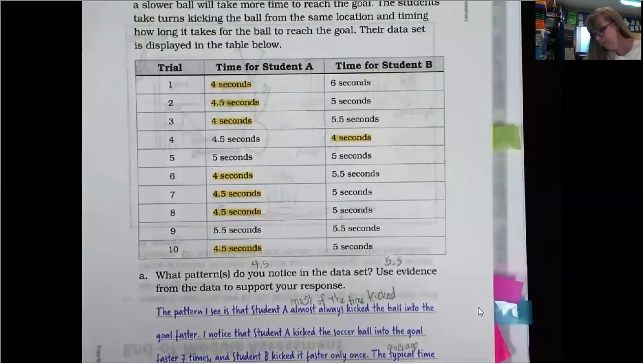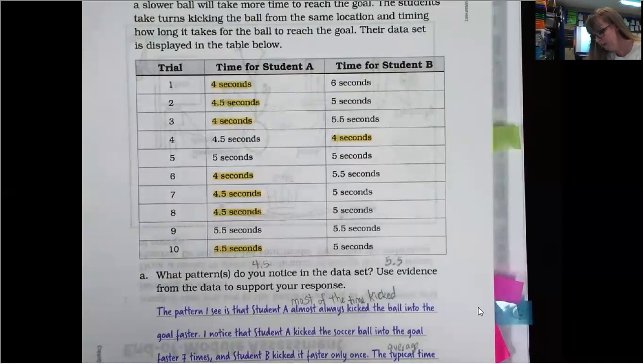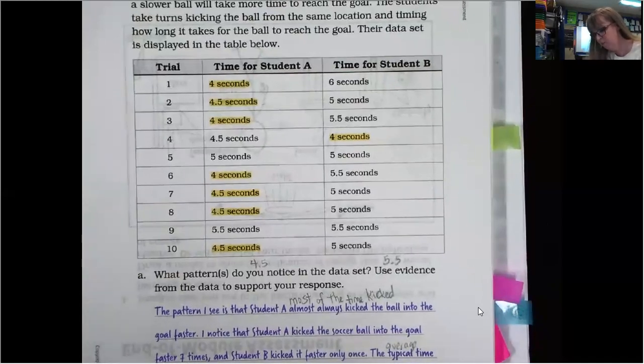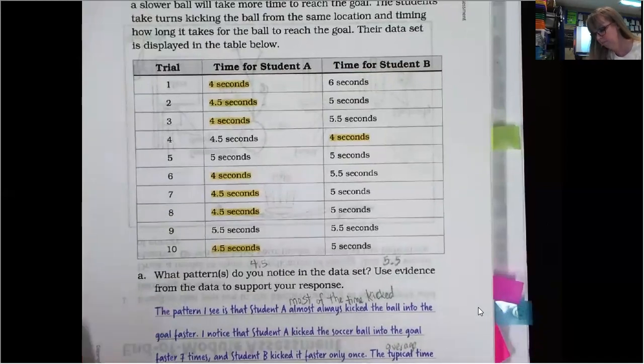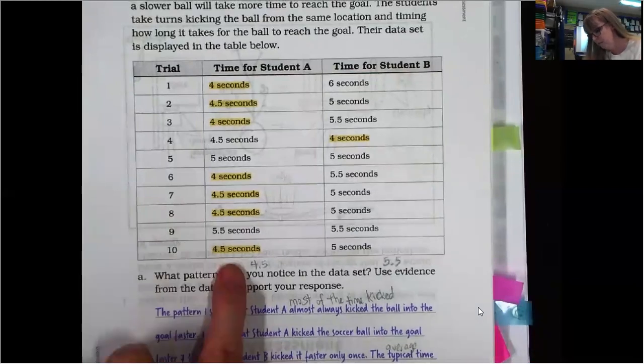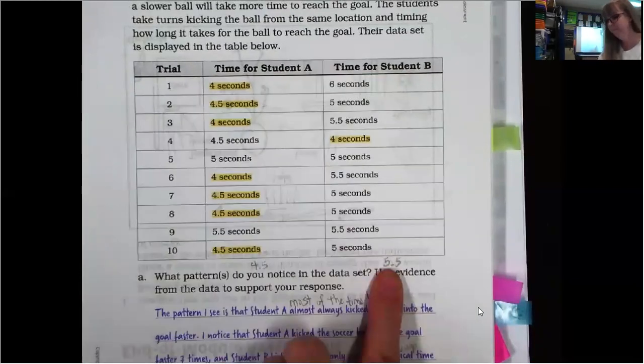Average time for student A was 4.5 seconds, and the average time for student B was 5.5 seconds. So that's patterns that are noticed in the data sets. Okay, so the average time for student A was indeed faster than the average time for student B. Okay, so let's go back to the next question.